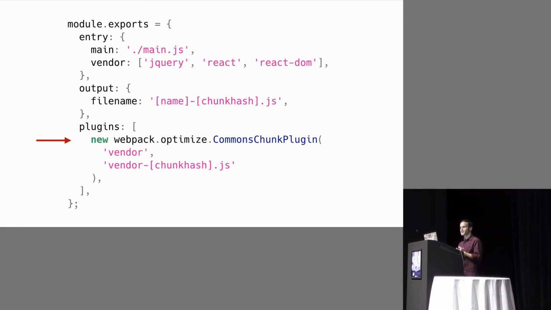Then finally, I'll instantiate that Commons Chunk plugin. The first parameter just refers to whatever we called our vendor inside the entry object. In this case, we just called it vendor. And then finally, we give it a file name. And again, we want to use chunk hash here so that it's separate from our application code. It can be cached separately. And so that's the way we can split these out and make sure we can get better performance, especially when it comes to browser caching in production.